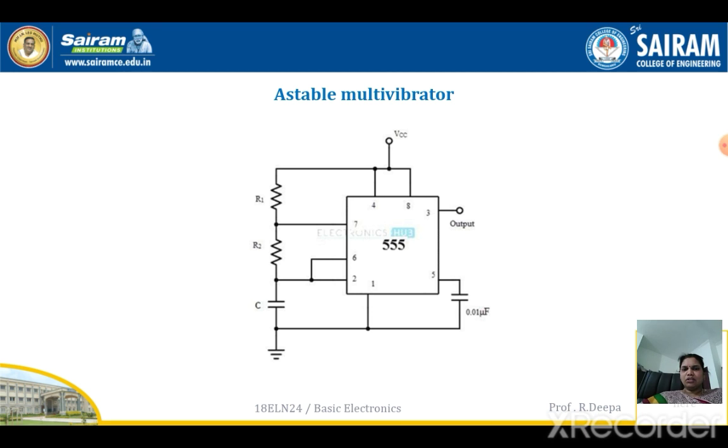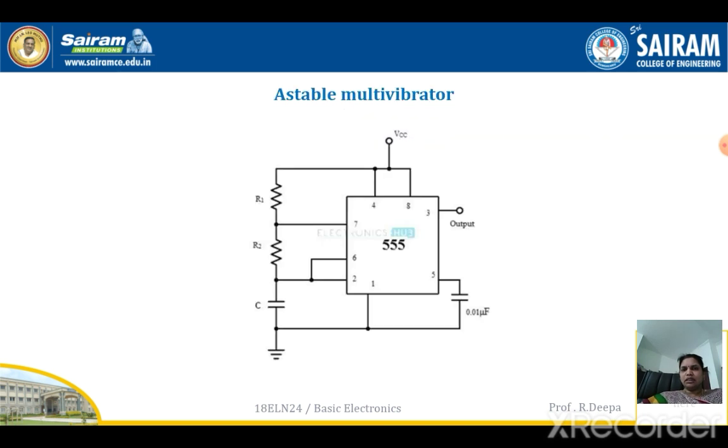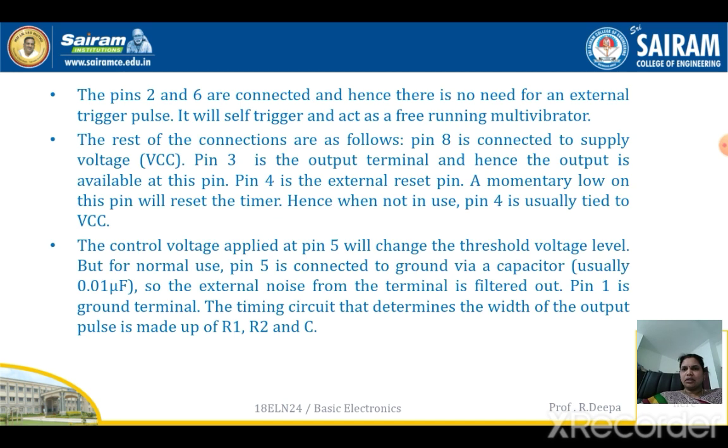So we have made use of an IC 555 timer along with 3 components, which are the resistances R1 and R2 and the capacitance C. The pins 2 and 6 are connected, hence there is no need for the external trigger, and it will self trigger and act as a free running multivibrator. And the rest of the connections, as we have seen for the 555 timer, are the same.